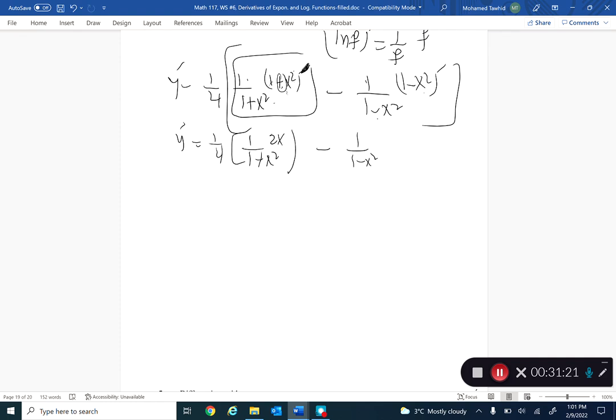Minus 1 minus x squared. What is the derivative of 1? 0. What is the derivative of negative x squared? You have negative 2x. Right? You can leave it like this. You don't need to simplify. Just leave it like this. I'm happy. Right?